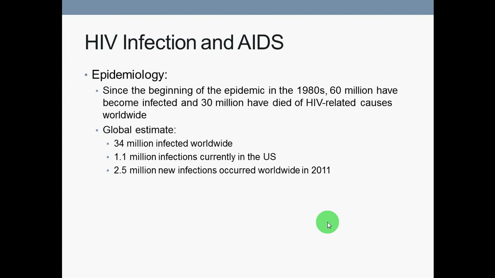And it's estimated that right now, currently in the world, there are 34 million living people with HIV. In the United States alone, there are 1.1 million infections. Each year, for example, in 2011, there were 2.5 million new infections worldwide. So 2.5 million people became newly infected with HIV in the world in 2011.